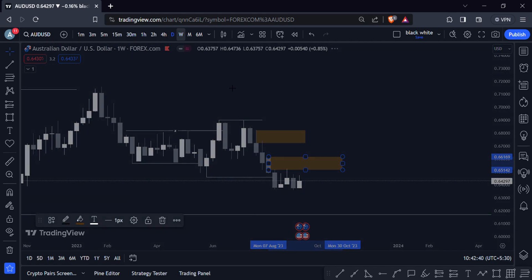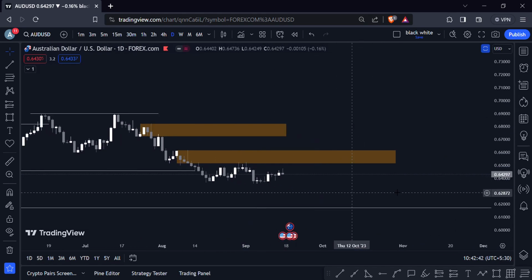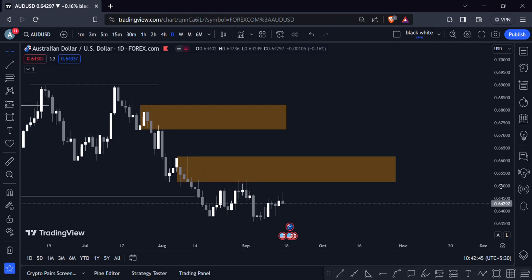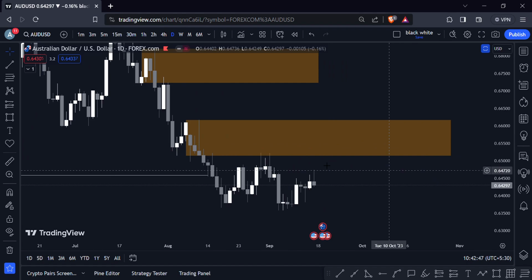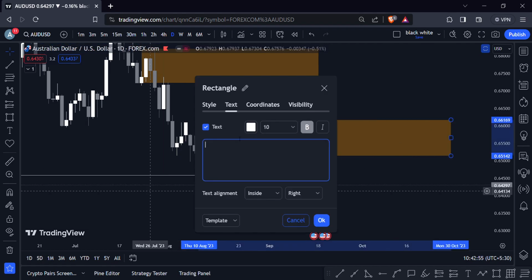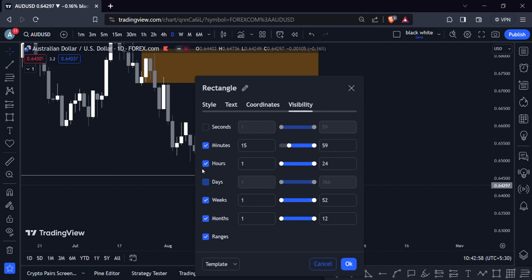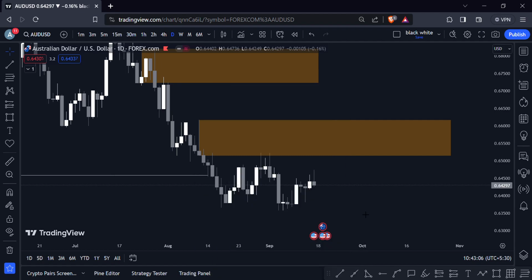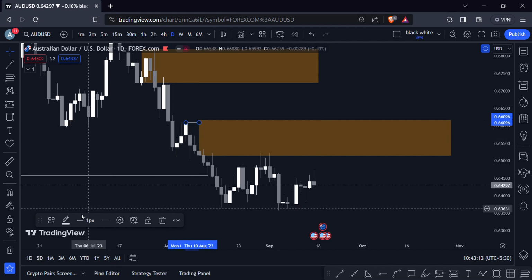So let's jump into the daily. Let's see. So in daily, we are pretty much clear that that was a push in weekly. So let's change the visibility so that we don't need to see it in hours or something, because it will be messy. So now we are in daily and we have taken the liquidity over here. So it is a strong low, I mean strong high. Sorry about it. Strong high for us.